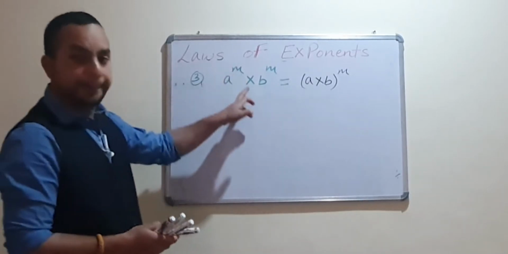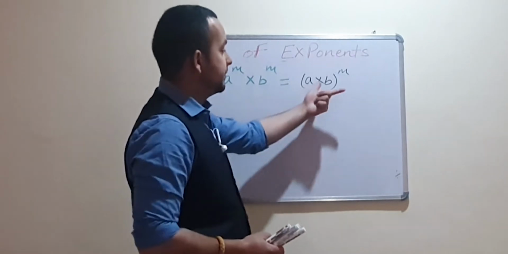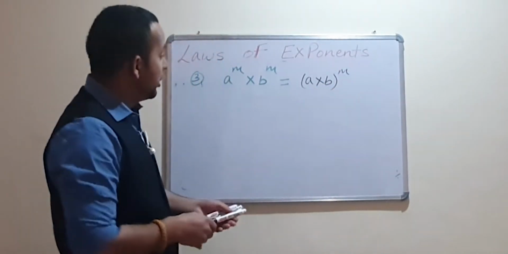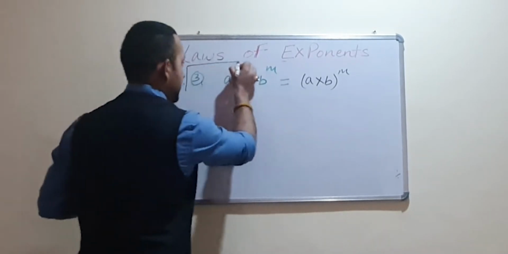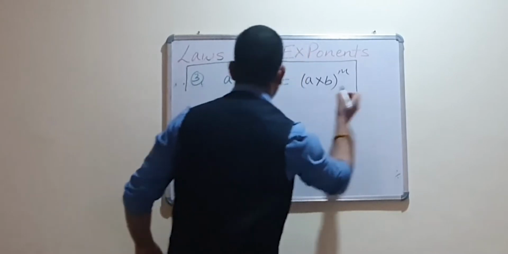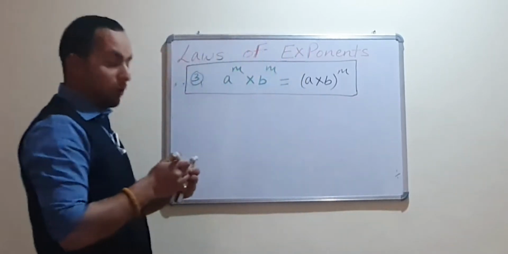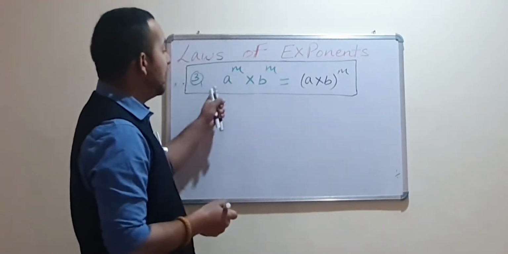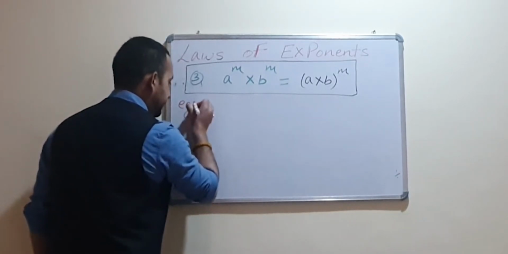A raised to the power m multiply b raised to the power m, you can write it as a multiply by b and a whole raised to power m. Now this is our third law. You have to mark up all these laws. Now with the help of this law, we are going to take one example.